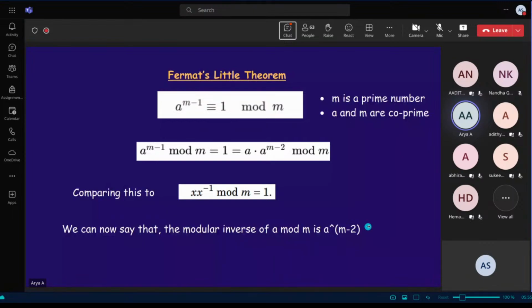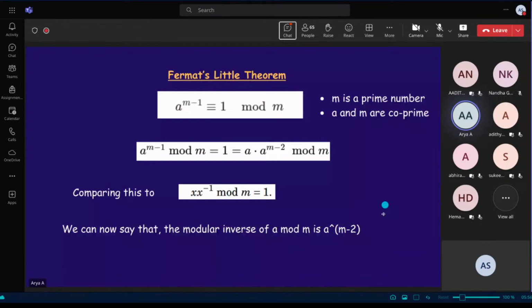Obviously, modular inverse exists only when a and m are coprime. That's a condition that we have seen previously. On top of that, only when m is a prime number can I say a power m minus 2 is the modular inverse, because only then Fermat's little theorem is valid. So we have also seen that modular division is defined only under certain conditions. Now I can say that modular division is defined only when the inverse of the divisor exists. That is, B and M must be coprime. Otherwise, the modular division is not defined.